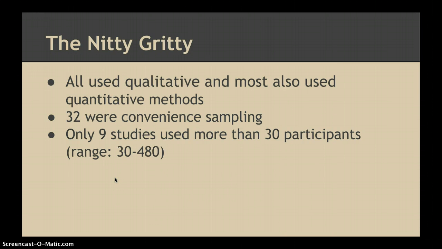All of the articles I looked at had a qualitative data collection method, and most of them used that in conjunction with quantitative. 32 of the 35 articles used convenience sampling, and only 9 of the studies used more than 30 participants. And the more than 30 ranged from 30 participants to 480.